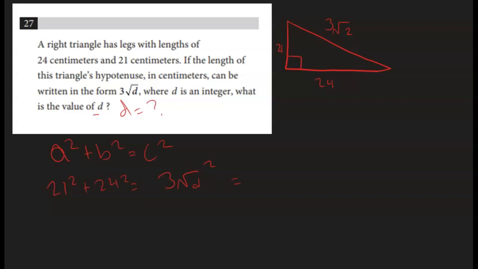What's 21 times 21? If I plug that into my calculator, I get 441, plus 24 times 24, which is going to be 576. It's just going to equal, well, 3 squared is going to be 9. And then square root of d times the square root of d is just going to equal d. So let's add these together. 576 plus 441 is going to equal 1017, which equals 9d. Divided by 9, we're going to get 113 equals d. And that's going to be the answer for 27.